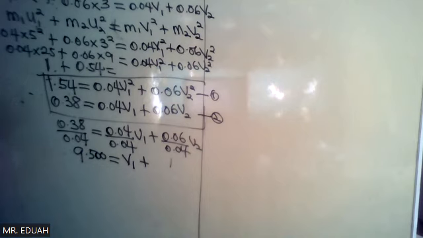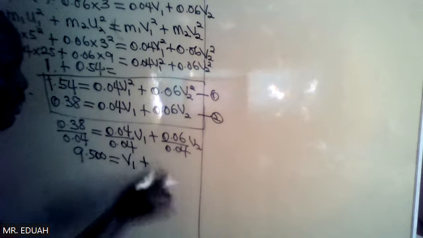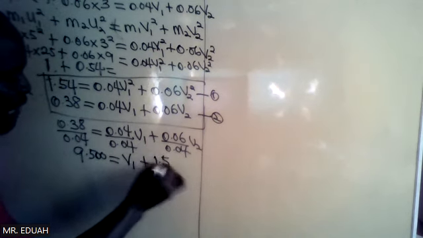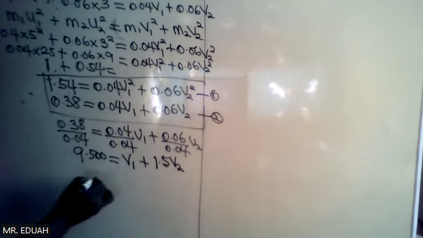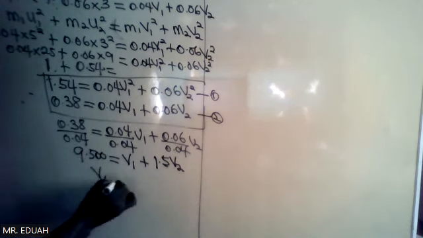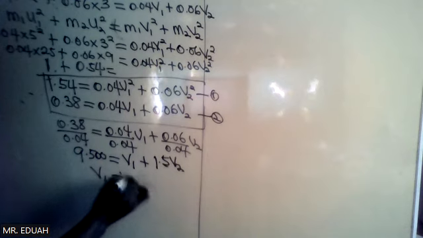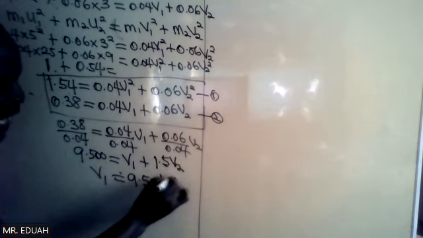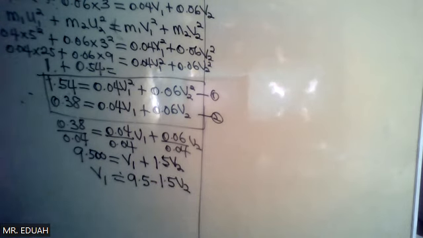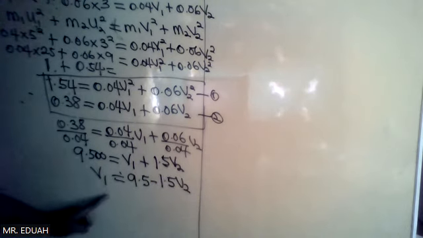Is it 1.5? Yes. This is 1.5. Yes, please. V2. So when we make V1 the subject, we have V1 equals 9.5 minus 1.5 V2.